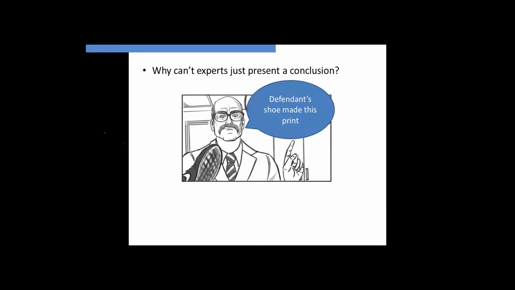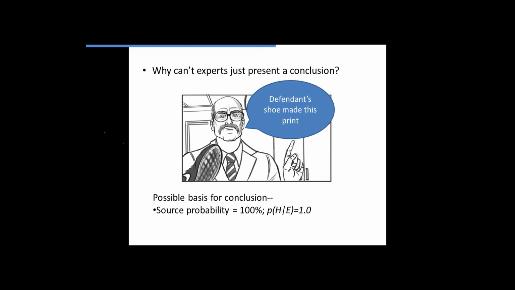Another question is, well, why can't experts just give a bottom line, make a decision? Is this thing from the same source or not? Just say, well, in my judgment, defendant Xu made this print. And again, it depends on the possible basis for this conclusion. Some people see this kind of decision as simply another source probability. You know, it's basically saying a source probability of 100% or 1, and thus it has all the problems of source probability. Others say, well, it need not be a source probability.